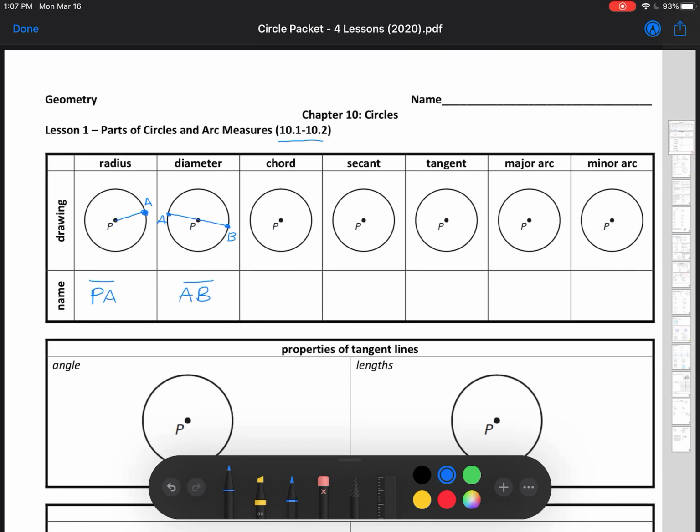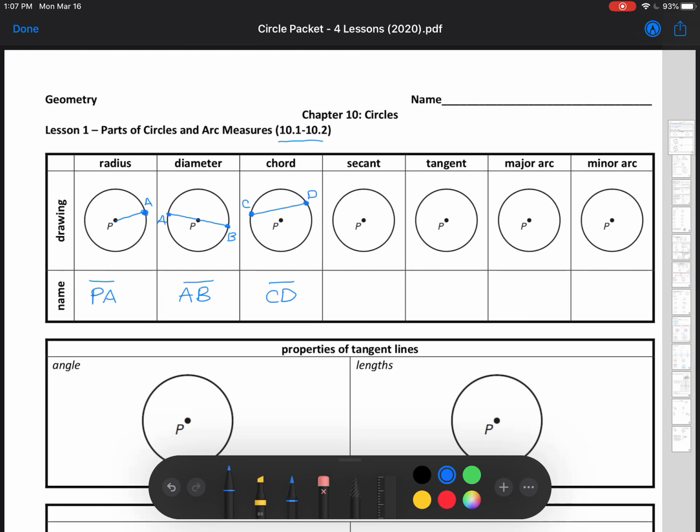A chord is sort of like a diameter, only it doesn't have to go through the center. It's just any line segment that connects one point on the circle to another point on the circle. Maybe I'll call those points C and D. So that would be chord CD. Again, it's a line segment.